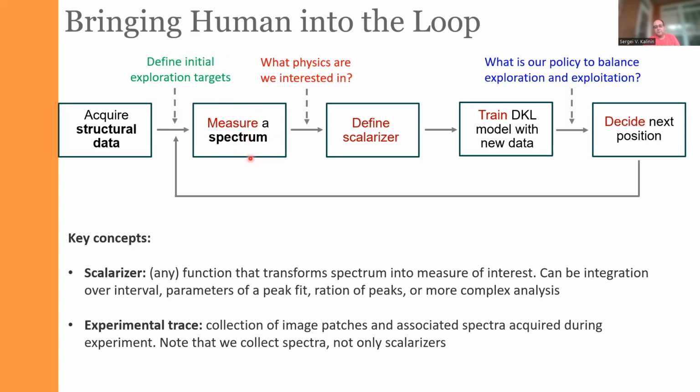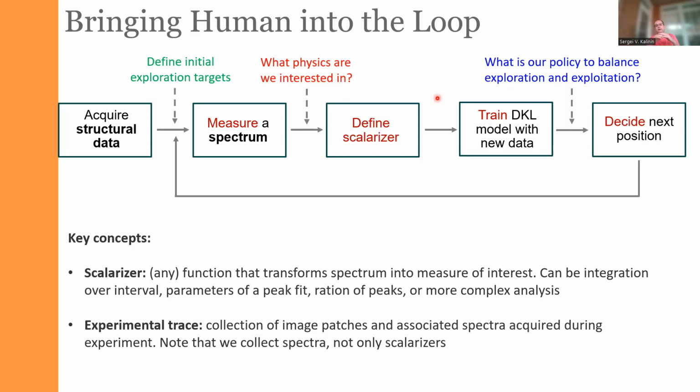We don't have a feedback for the spectrum measurement parameters. Then we have defined the scalarizer, which is basically what physics we are interested in here. In this case, the scalarizer does not have to remain constant during the experiment. We can easily start with one scalarizer, for example, the area under one peak, and we can change the scalarizer during the experiment.